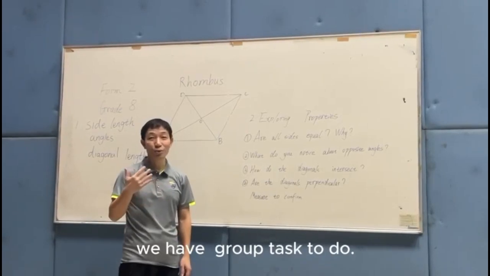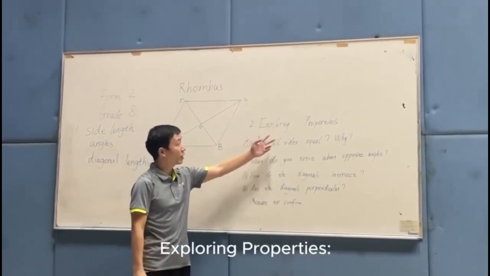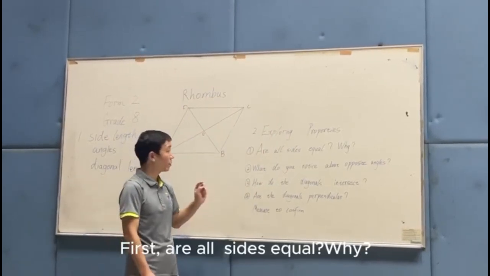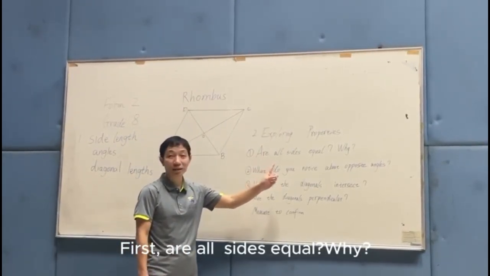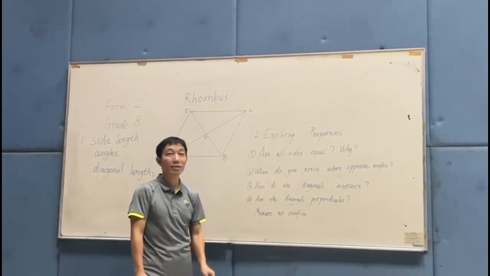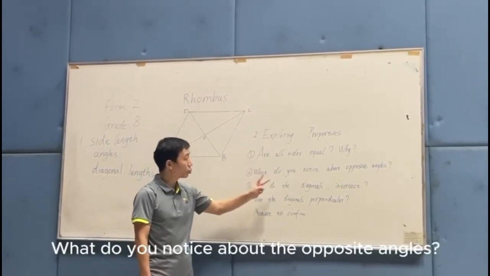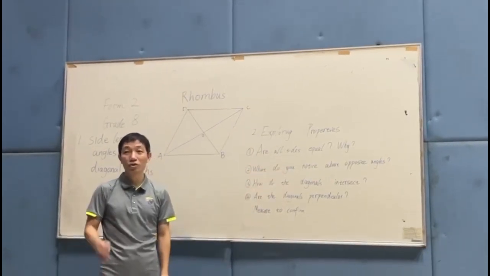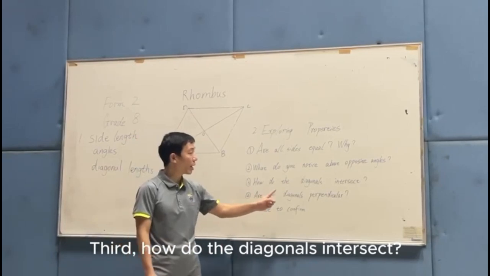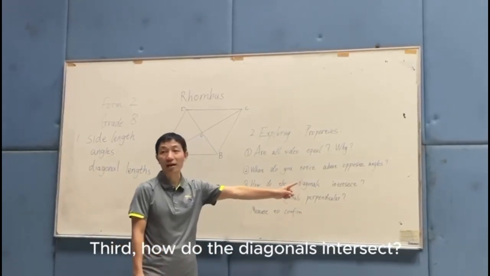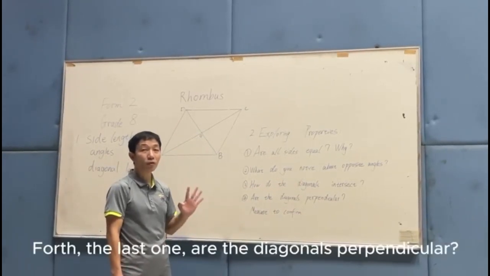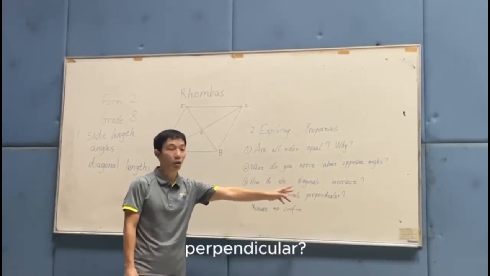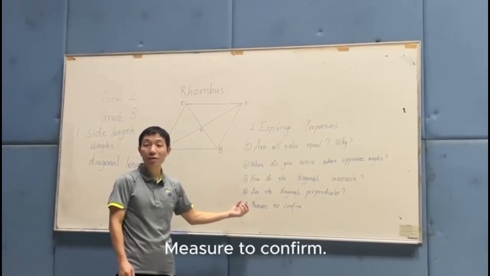We have a group task exploring properties. I have 4 questions for all of you. First, are all sides equal? Why? Second, what do you notice about the opposite angles? Third, how do the diagonals intersect? Fourth, the last one, are the diagonals perpendicular? Measure to confirm.